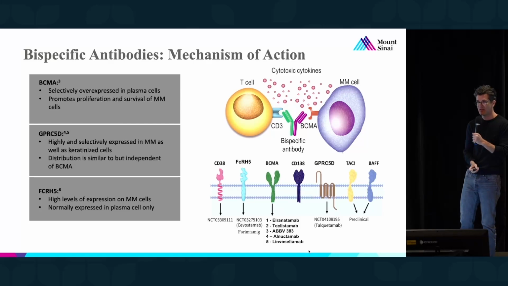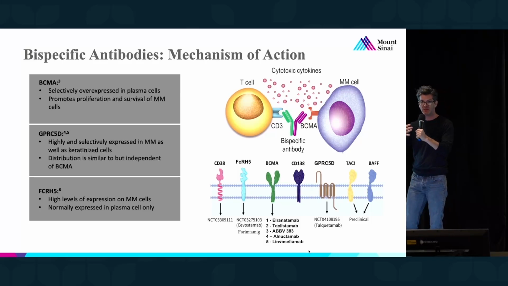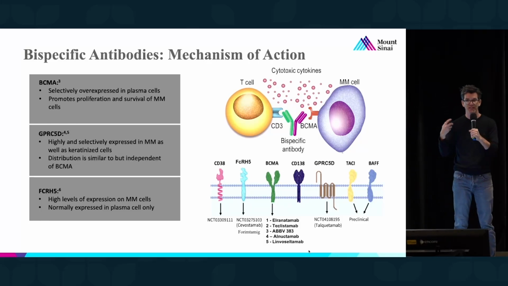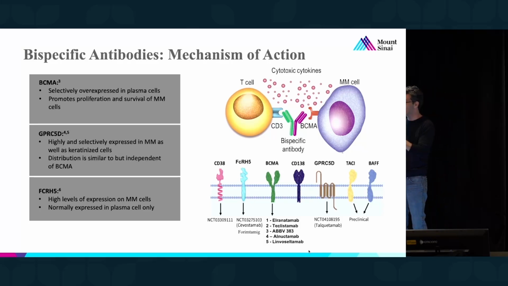in that area. So the advantage of GPRC5D is that it's mainly expressed in myeloma cells and not so much on the healthy plasma cells or other cells in our body, but it is unfortunately expressed in highly keratinized cells. So that's what we're seeing, these odd side effects that we're not used to with other therapies in myeloma.